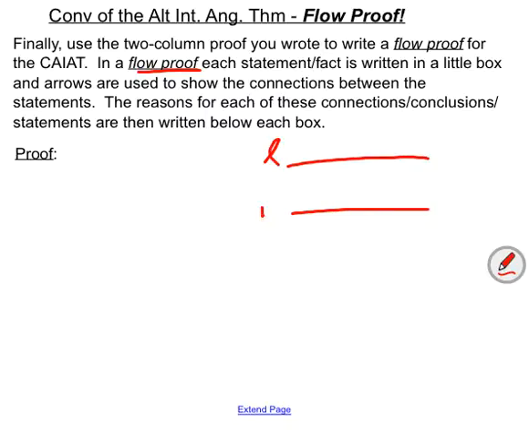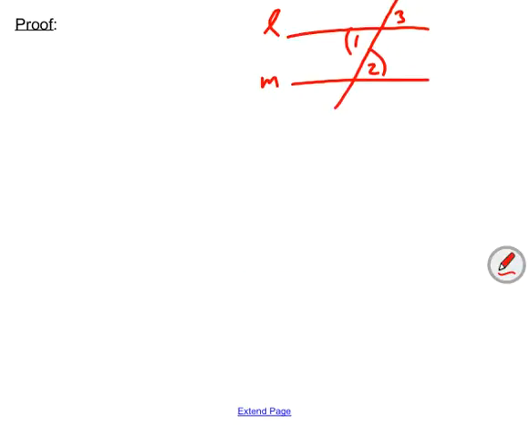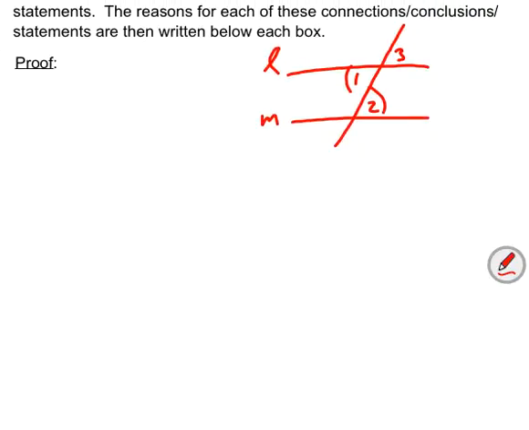So here we have L and we have M. We have the same basic structure as last time. We're going to use this other angle 3 over here to help us with the proof. Our goal is to prove that the 2 lines are parallel, and this is a really simple one. It's only 4 steps, which we already saw.